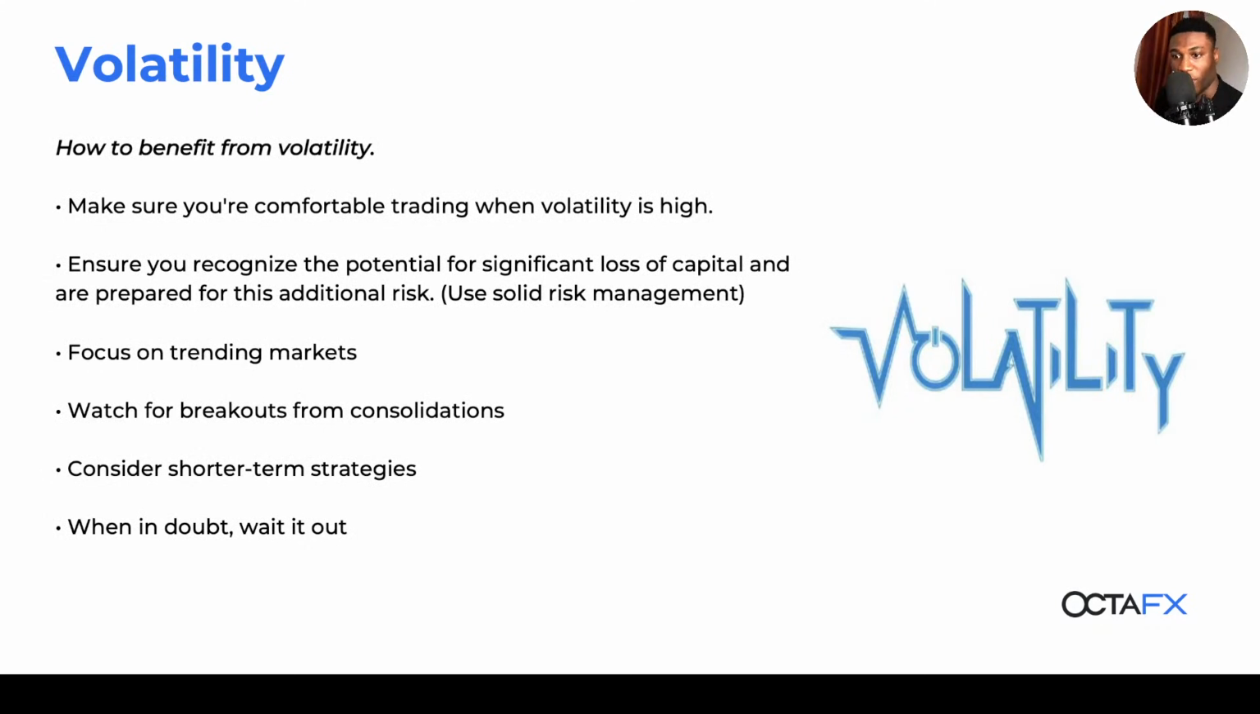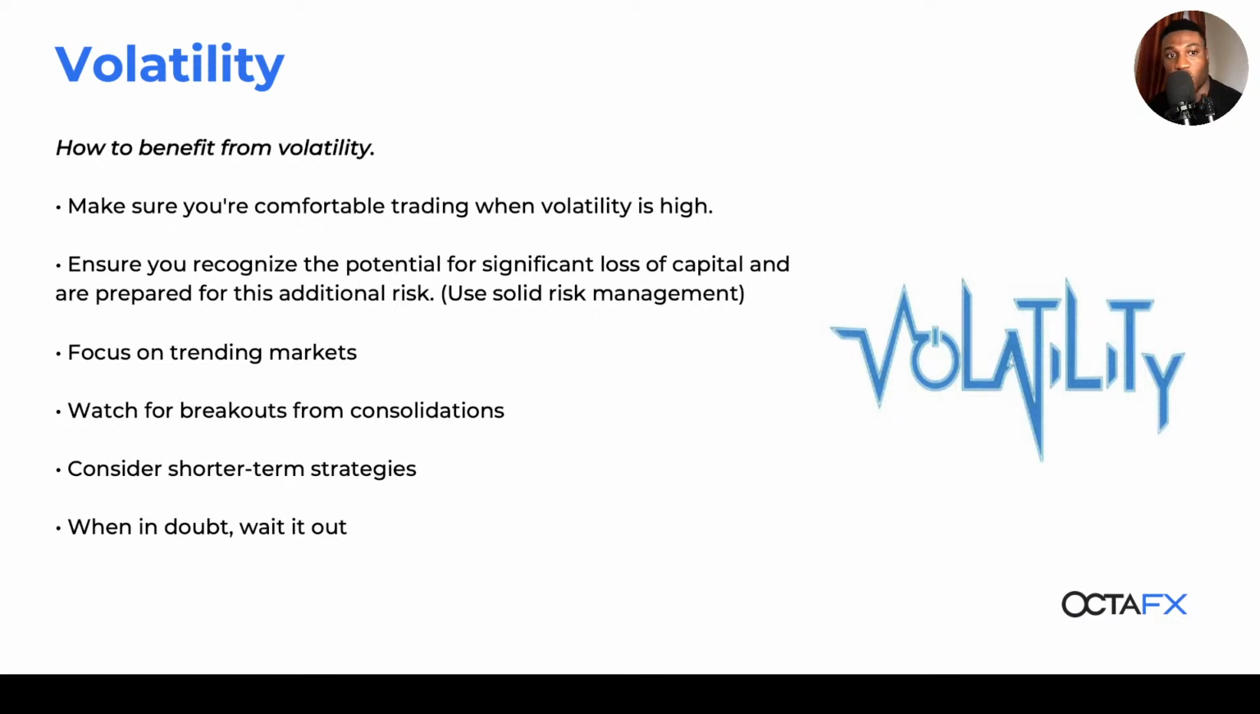so how do you benefit from volatility, right? The first step is to make sure that you're comfortable trading when volatility is high. So you don't need to rush when there is high volatility in the market or a currency. You see the prices move wildly up and down. That may not be the best time for you to go into the market, right? So if you want to profit from volatility, you have to make sure that you're comfortable trading when those prices are wildly fluctuating up and down.